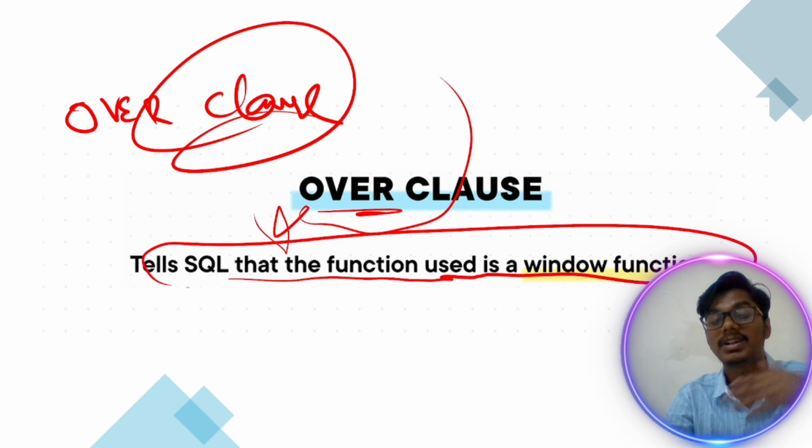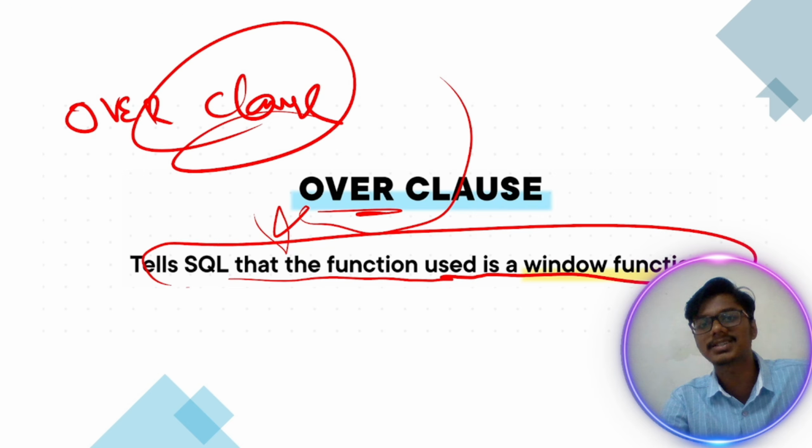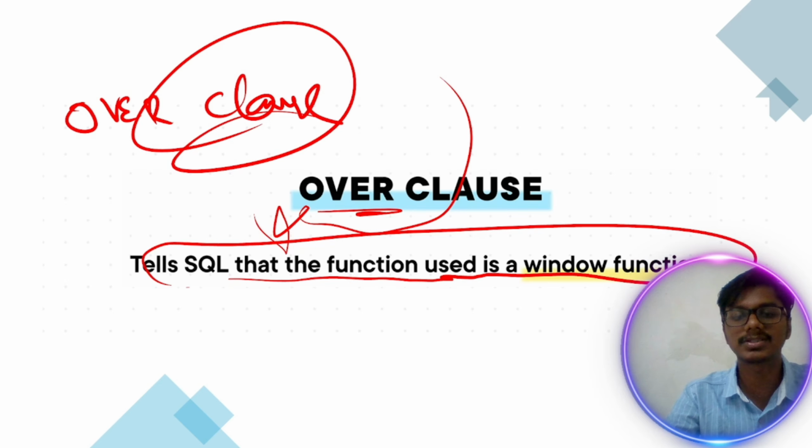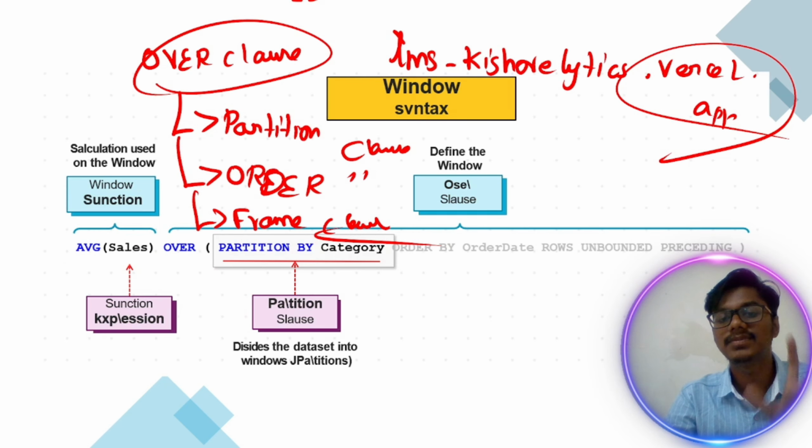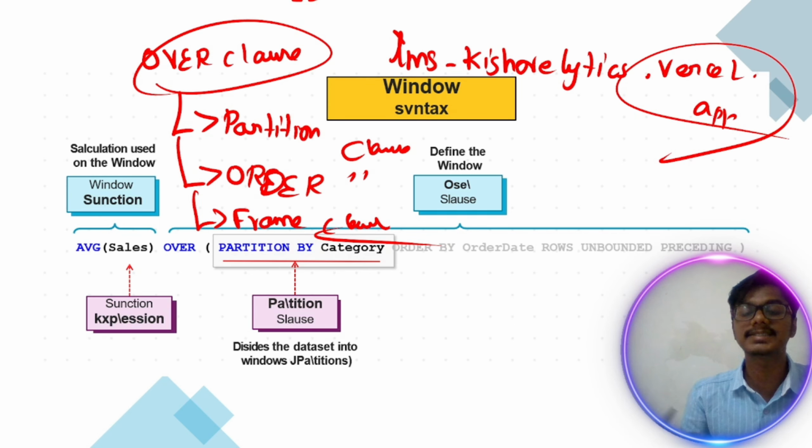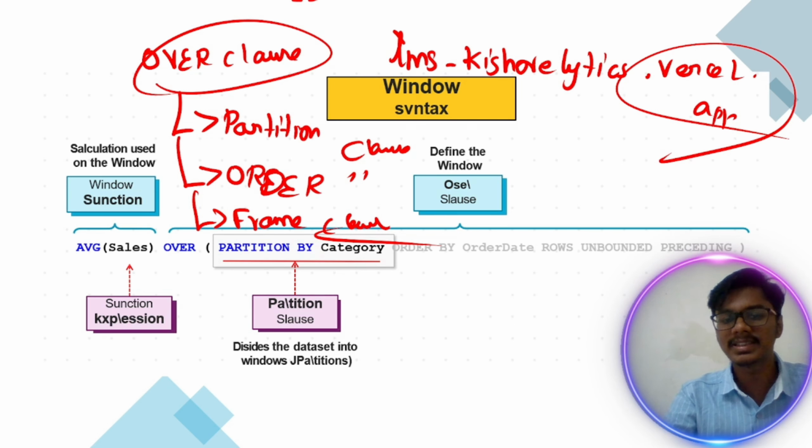And inside the OVER clause, only after using the OVER clause can SQL know this is a Windows function, that we want to do some Windows calculations. After completing this Windows function, we got inside the OVER clause. There are three categories. We discussed the partition clause. What does the partition clause mean? We divide the entire data set into subsets of the data. That's all about the partition clause.